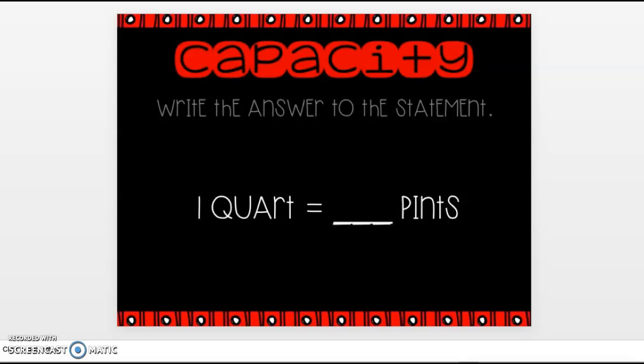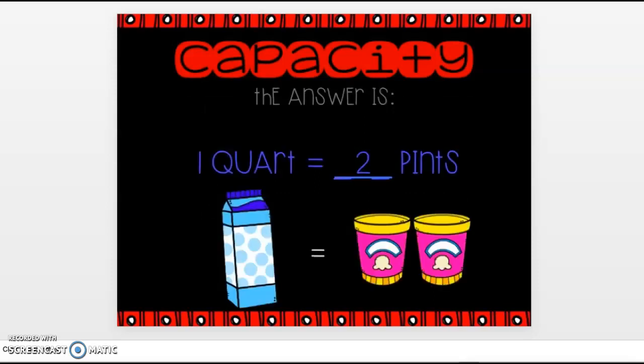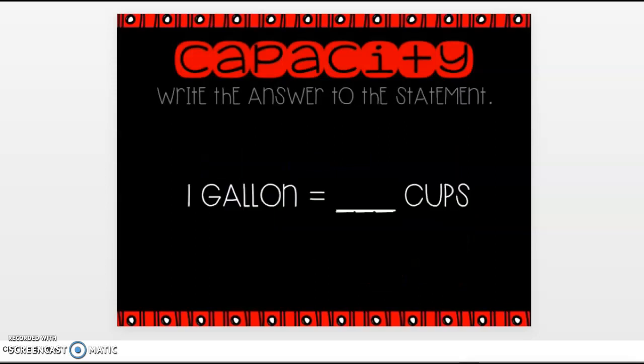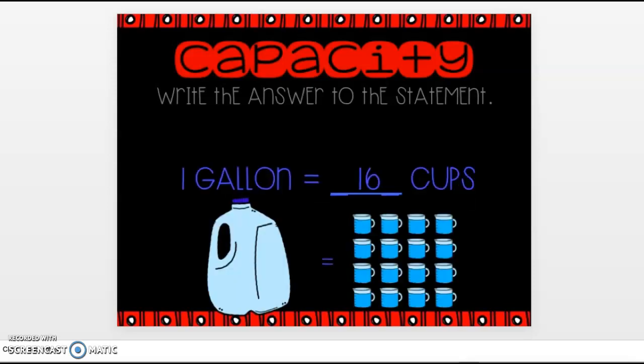So 1 quart equals how many pints? Look at your gallon kingdom. That is correct. 1 quart equals 2 pints. Make sure to refer back to your picture. Okay, here's number 2. 1 gallon equals how many cups? You gotta count all the C's. That is correct. 1 gallon equals 16 cups.